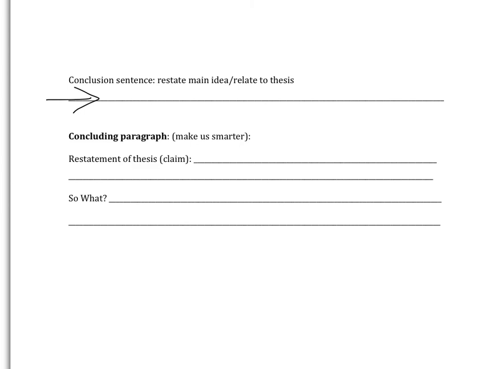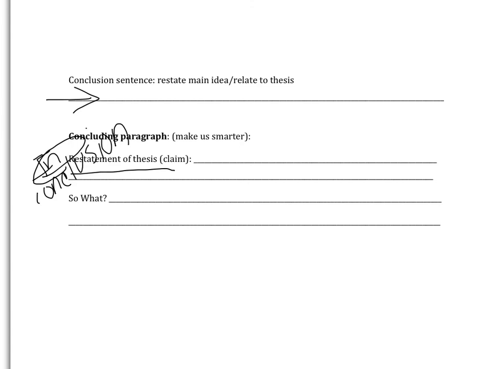Your conclusion paragraph, restate the thesis in a new way. That's the first thing you should do. Don't forget a conclusion transition like in conclusion. And then the so what. The so what is like, what does this matter?